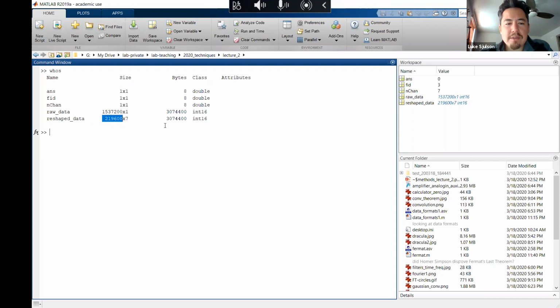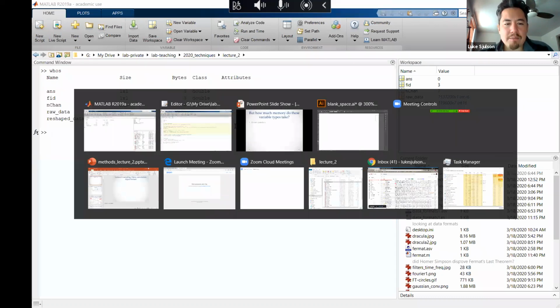219,600 data points. The sample rate is 20 kilohertz, so it's somewhere around 12 seconds of data. You can see it takes up 3 megabytes of RAM. So this is only 12 seconds of data. It takes up 3 megs of RAM, and that's int16. That's the original format.